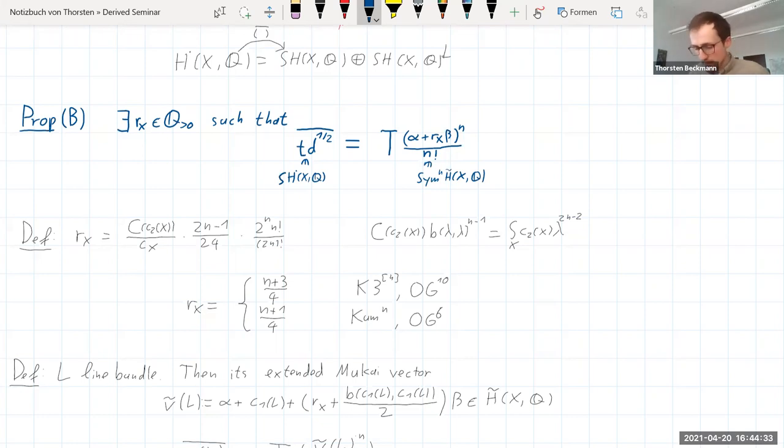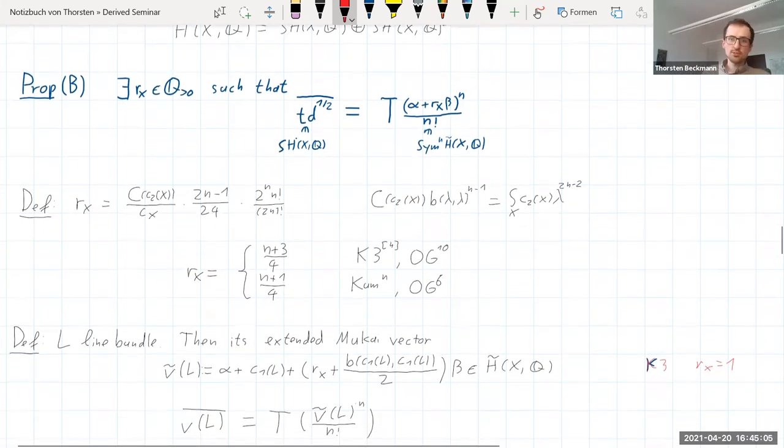I take the first Chern class of the line bundle, and then I add R_X plus the Beauville-Bogomolov self-pairing of the first Chern class of the line bundle divided by 2, times beta, and that's an element in the extended Mukai lattice. Recall that for K3 surfaces, R_X is 1. So this definition boils down to the classical definition of the Mukai vector of a line bundle.